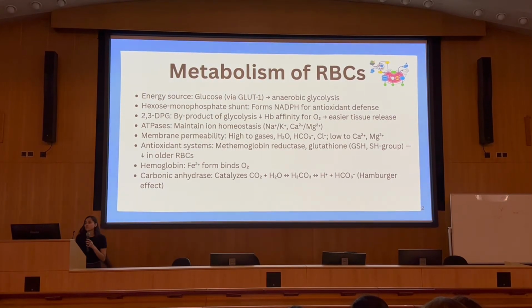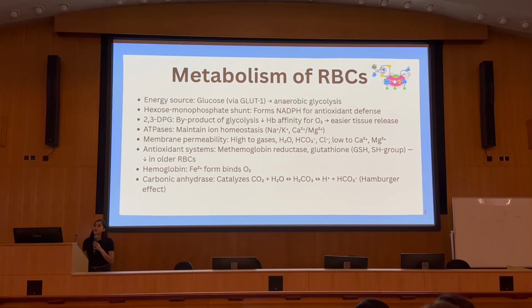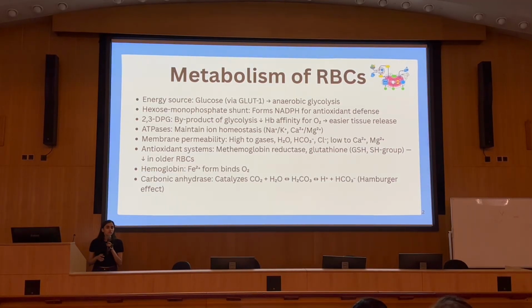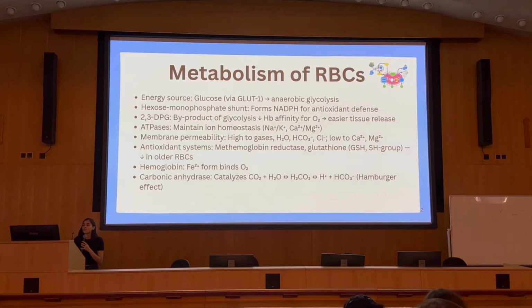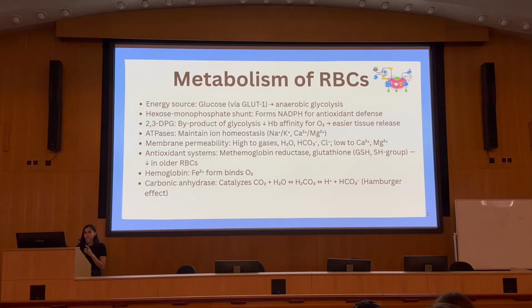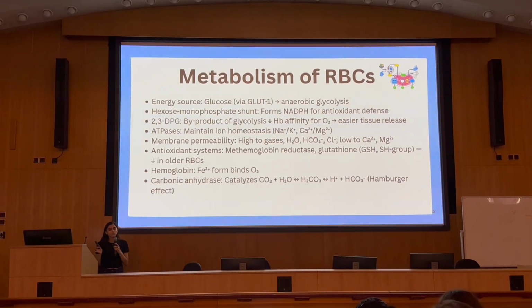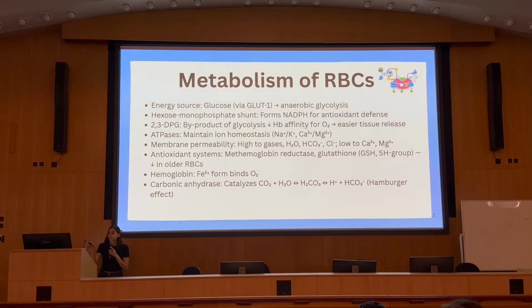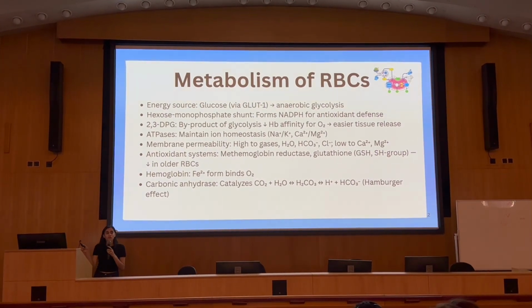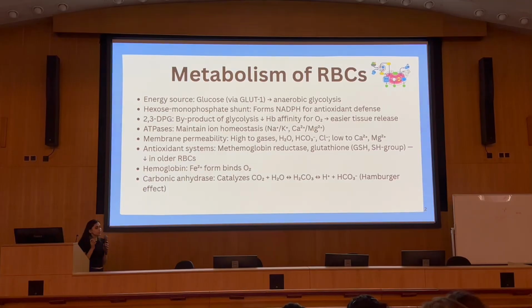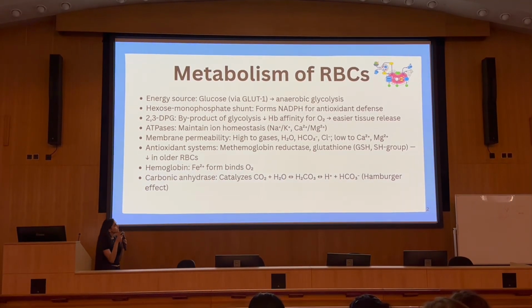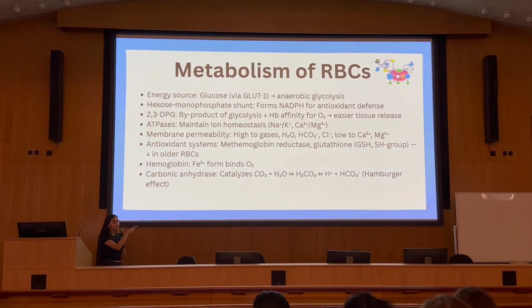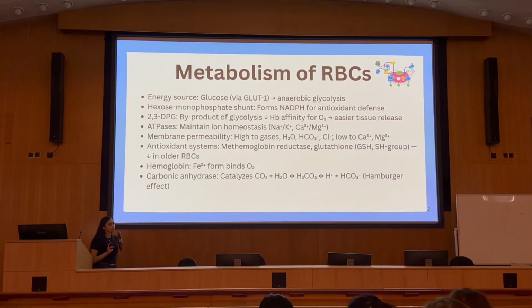So metabolism of RBCs. Metabolism is not just how it gets its energy, it also means the sum total of chemical processes in the RBC. So you have the energy source, obviously the most important one. It only uses glucose for energy, which enters the RBC through GLUT1 channels. Now you don't have to know this in detail, but just remember GLUT1 channels. And glucose can only be processed by anaerobic glycolysis. Why? Because they don't have mitochondria.